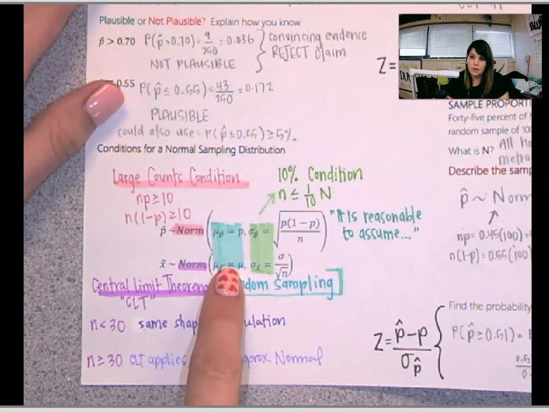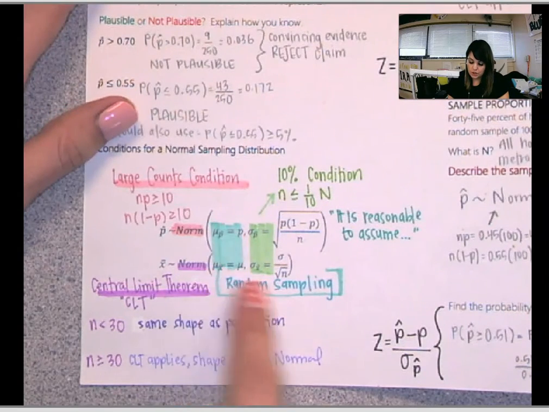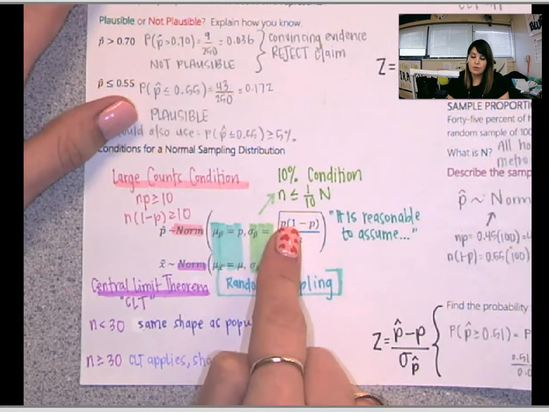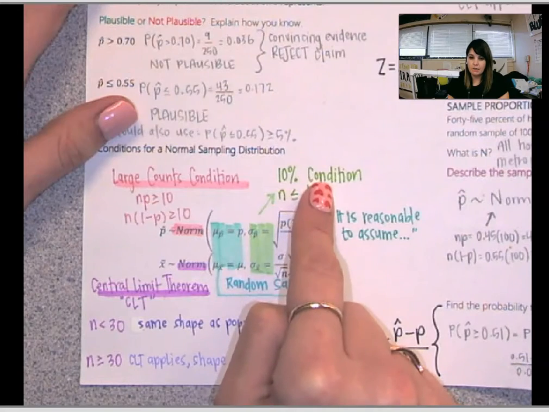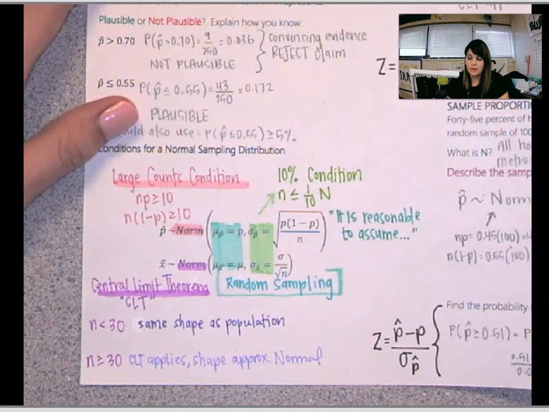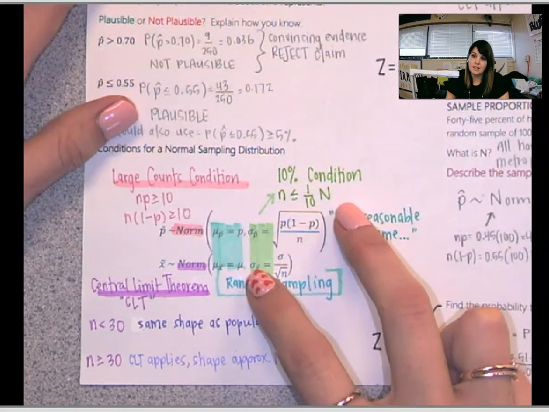Now, some are similar, and that's what you're seeing here with my highlighting. I'm trying to indicate to you guys that the mean of your sampling distribution is determined by random sampling, whether you have X bar or P hat. And you can calculate the standard deviation of your distribution by verifying the 10% condition, regardless of whether you're doing X bar or P hat. So the highlighting here is the same because the condition is the same.